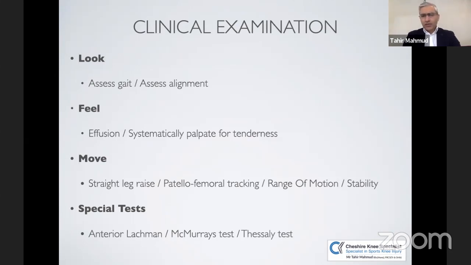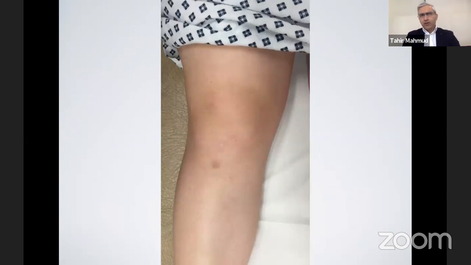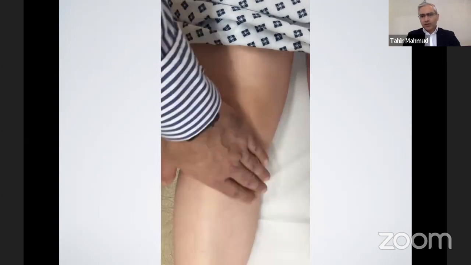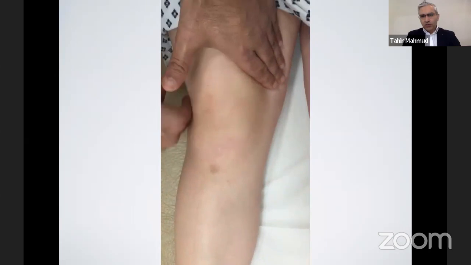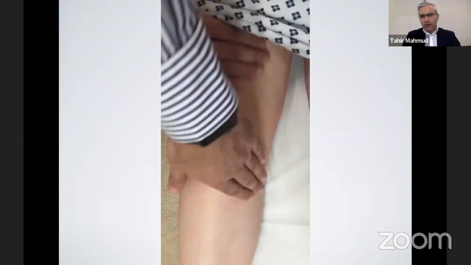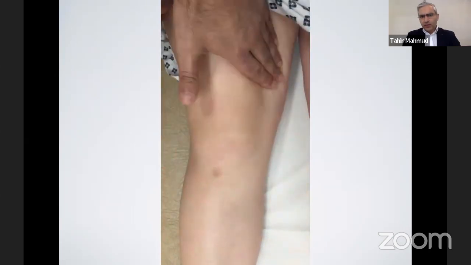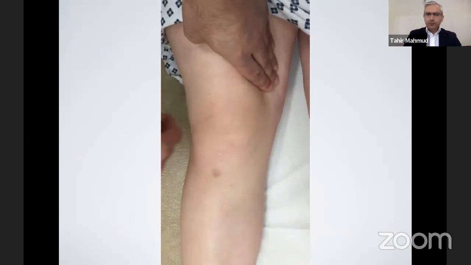So going on to special tests, well, for the ACL, we have 3 tests: the anterior drawer, pivot shift, and the Lachman. So we're going to talk about those in a little bit more detail. I just wanted to demonstrate an effusion. I'm sure everyone knows how to do this, but if we look to the right-hand side of the screen, I do a swipe test, and we will see that there's a bulge just to the right-hand side, a little fluid thrill indicating that there is an effusion in this knee, okay?